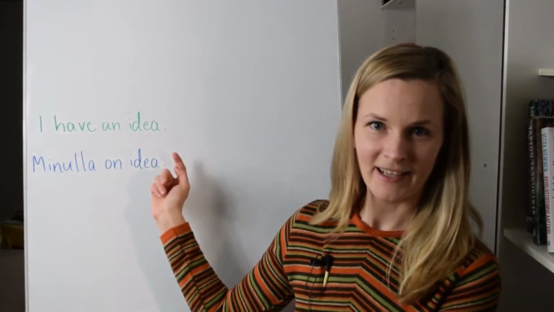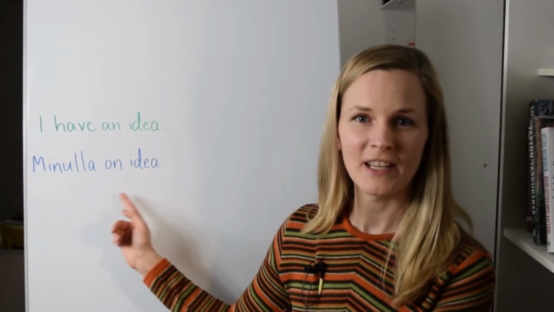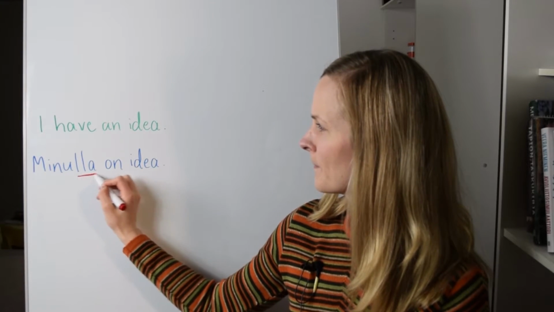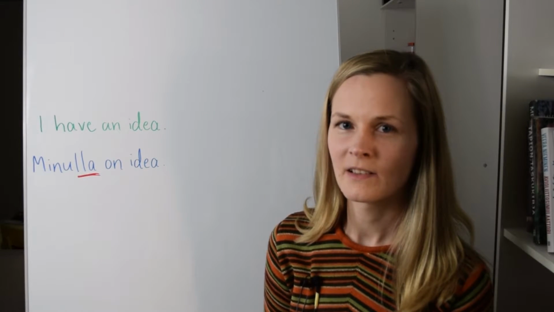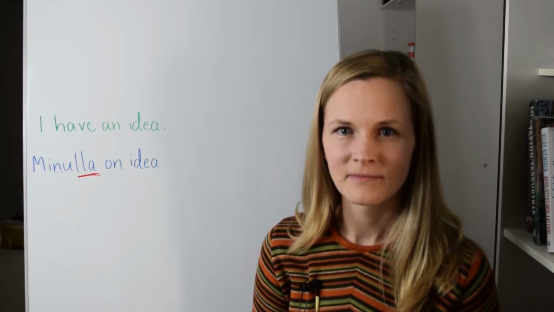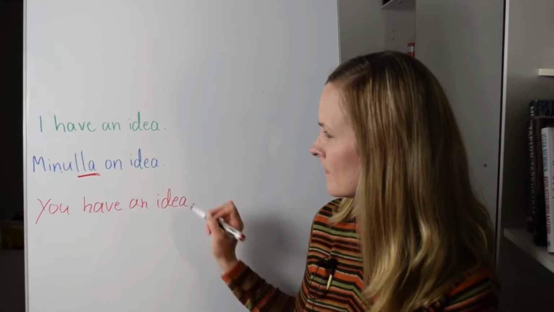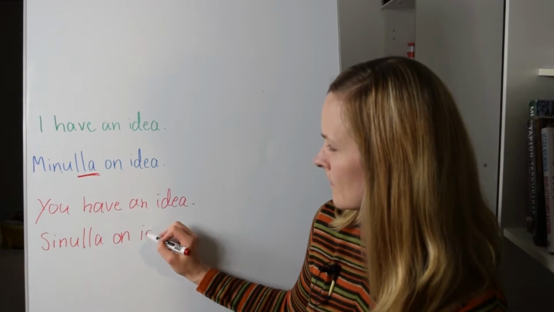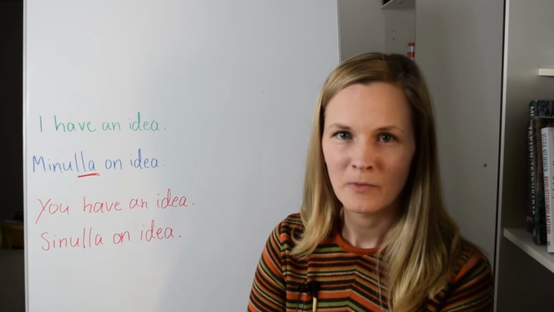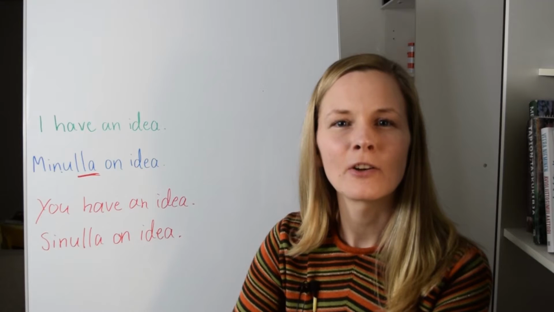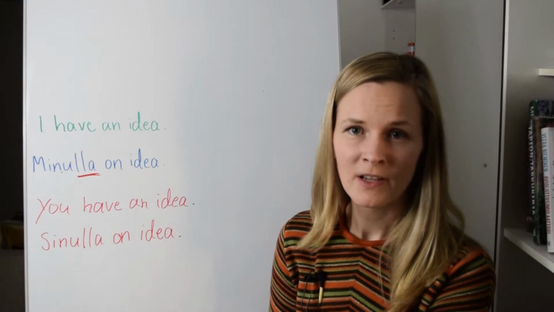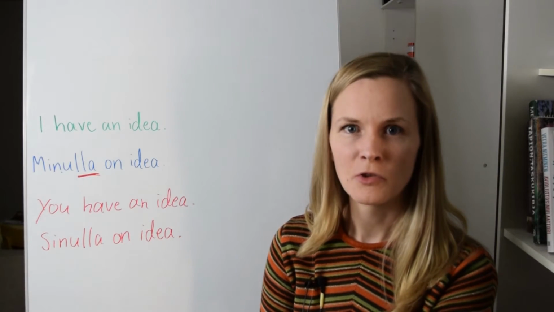I have an idea. Minulla on idea. So minulla is needed here. So how would you say you have an idea? Sinulla on idea. Now, this is probably not a sentence that you're going to use very often. Sinulla on idea. That's not a question. It's just plain, you have an idea.